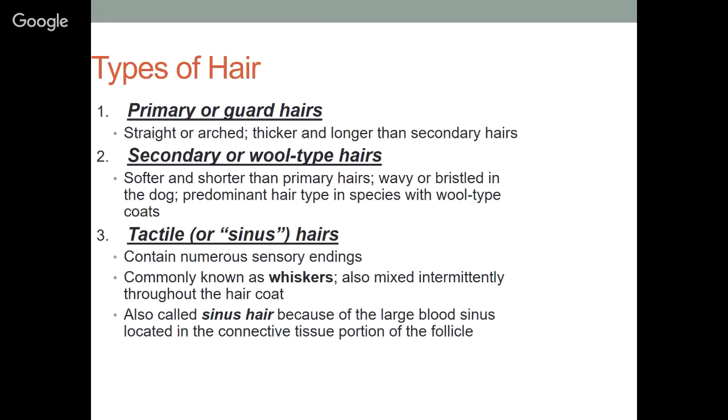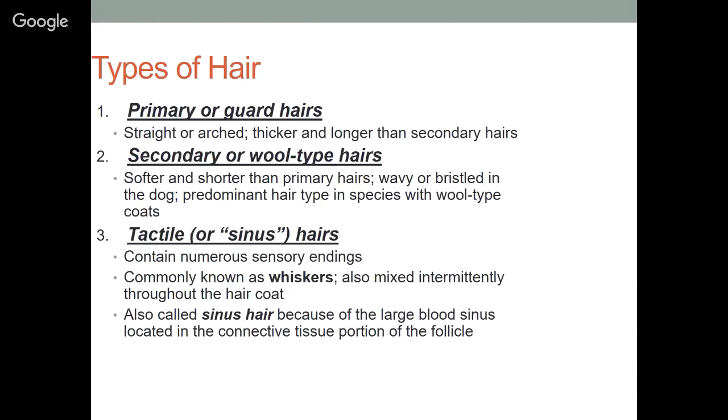There are also, within that hair altogether, our tactile or sinus hairs. These contain numerous sensory endings. They're commonly known as whiskers, and they're also mixed intermittently throughout the hair coat. They're also called a sinus hair because there's a large blood sinus, blood that feeds the nerve, right underneath that whisker, and it's located in the connective tissue portion of that follicle.